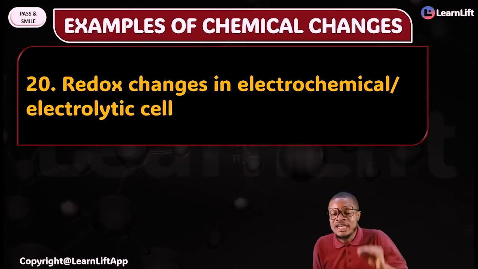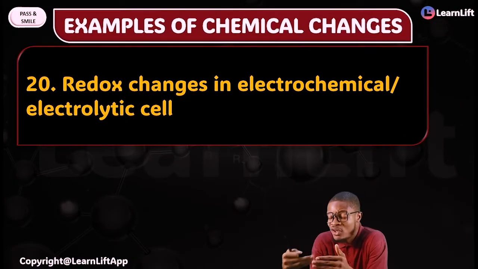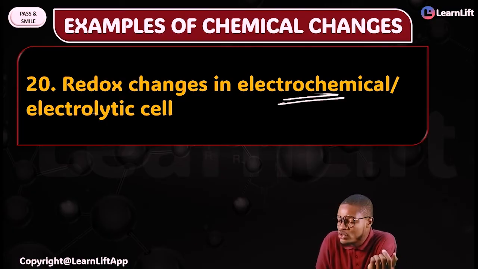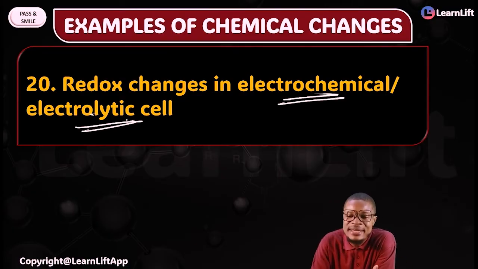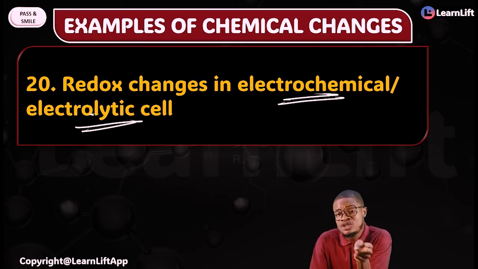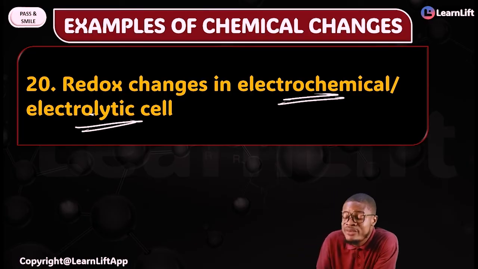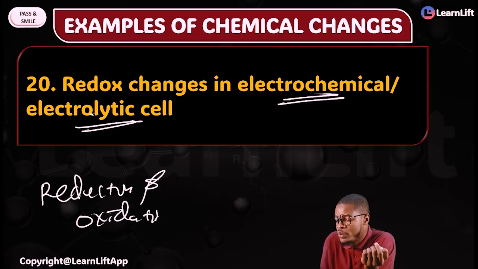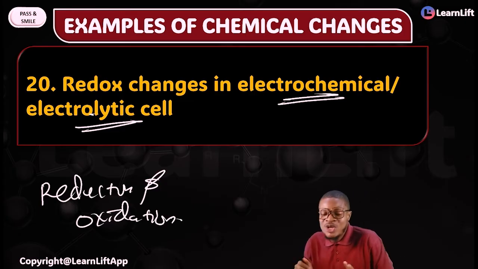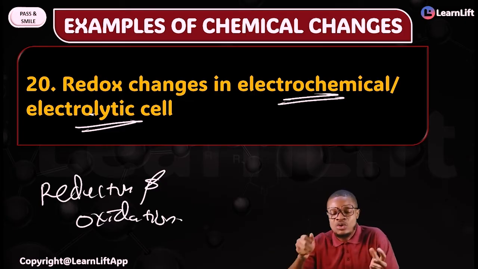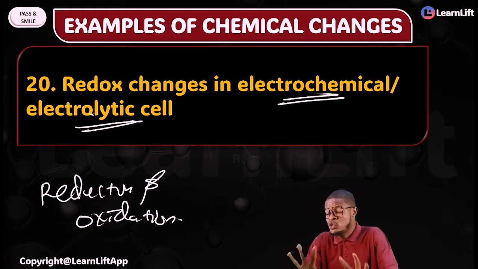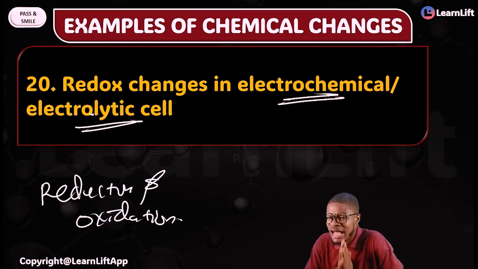And the last but not the least, number 20. What is number 20 called? It is called redox change. So redox changes that occur in electrochemical processes, whether electrochemical cell or electrolytic cell, all of those redox reactions that occur. When they say redox reaction, it is reduction and oxidation reaction. We are going to explain all of these things in chemistry. So redox changes in electrochemical cell or electrolytic cell is a good example of chemical change.